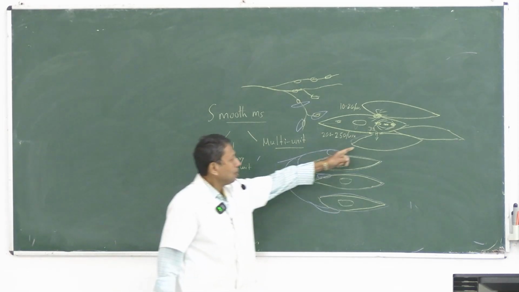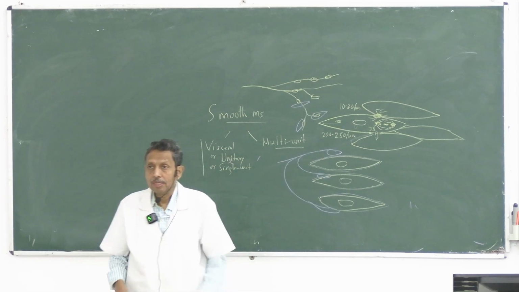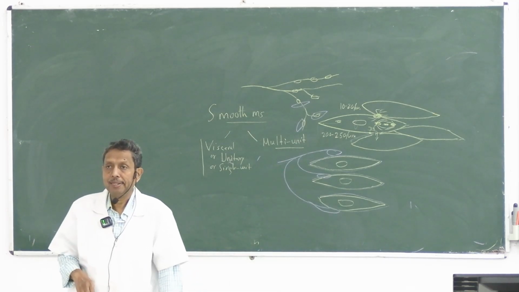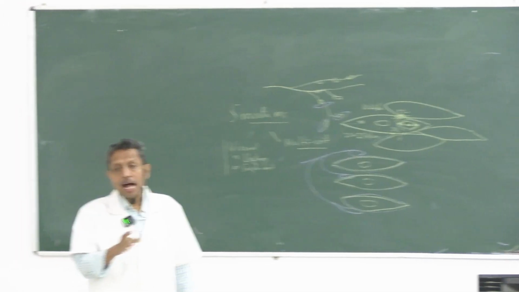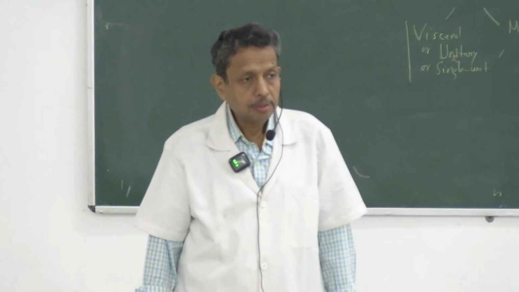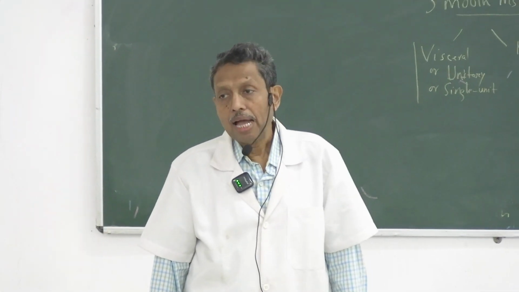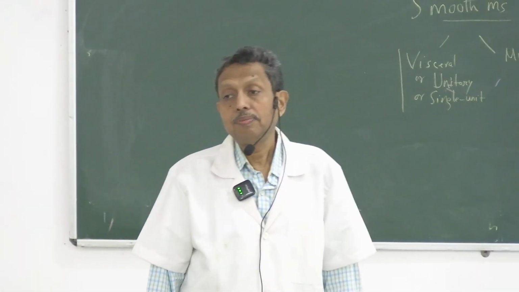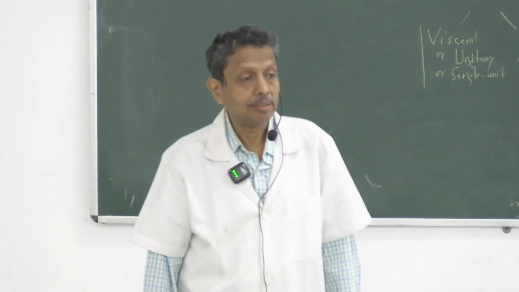But in case of more abundant visceral smooth muscle, that is forming the walls of the viscera, from the lower part of the esophagus up to the anal canal, they are present. In the urinary bladder, uterus, ureter, and also blood vessel, muscles of these blood vessels, they are all visceral muscles.